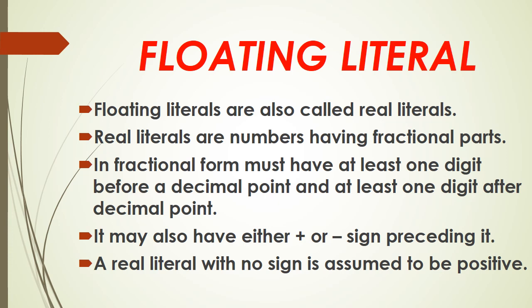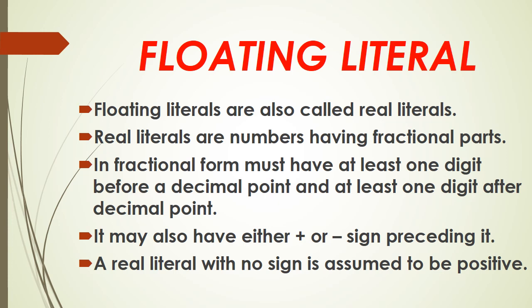Next is floating literal. Floating literals are also called real literals, like real numbers. So real literals are numbers which have fractional parts. In integer we cannot include a fractional part, but in floating literal we include fractional parts. In fractional form, there will be one decimal point. Before the decimal point there should be at least one digit, and after the decimal point there should be one digit. This is a must.